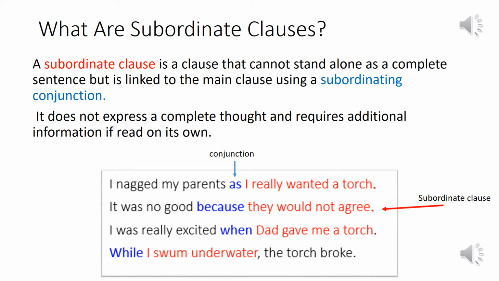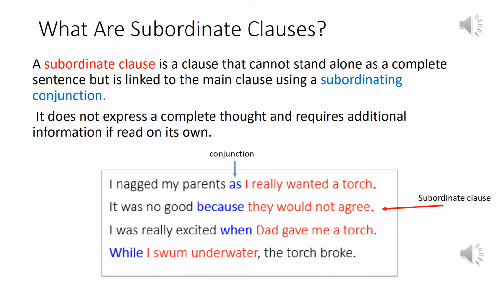So here are a few examples. I nagged my parents as I really wanted a torch. As is our conjunction, and the subordinating clause is I really wanted a torch. Now you'd be thinking, I want more information about that, so that's why you have the first part of the sentence in the black. The second sentence: it was no good because they would not agree. Now, they would not agree doesn't make sense on its own.